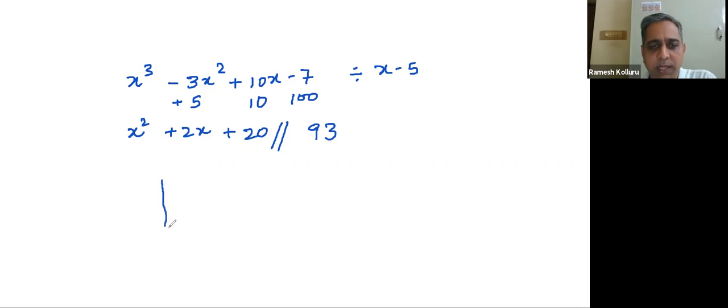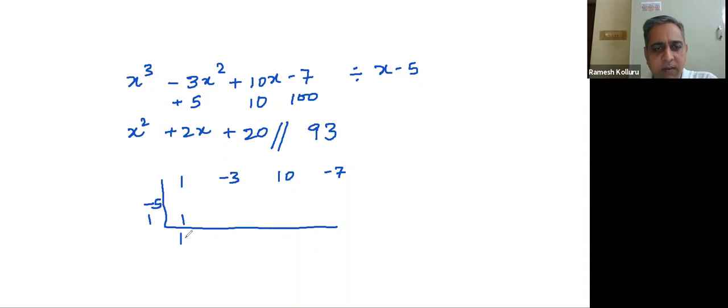But if you want to do it with numbers, write like this: 1, minus 3, 10, minus 7, and 1, minus 5. So 1 we take, divide with 1. So plus 5 will go, 2 we will take, 2 goes again, because it is divided by 1. So 2 5s are 10, so it is 20, again 2 multiplied with 5, 100.